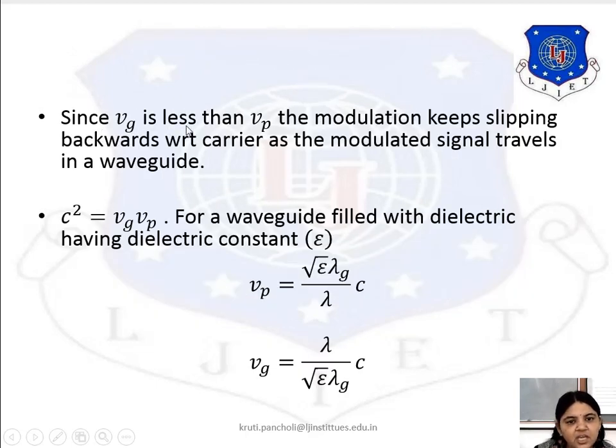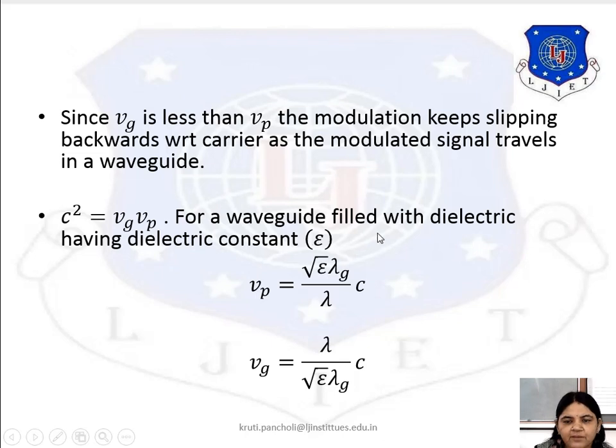Now Vg is less than Vp. The group velocity is less than the phase velocity, then the modulation keeps slipping backwards with respect to the carrier as the modulated signal travels in a waveguide. So we know that c square is equal to Vg into Vp.